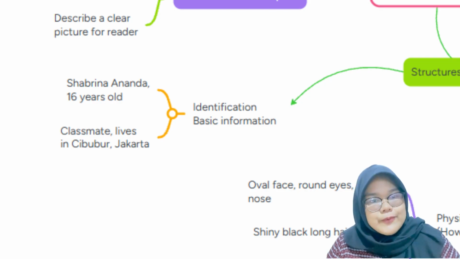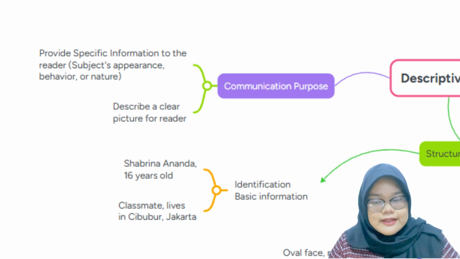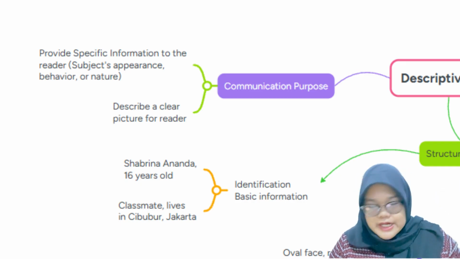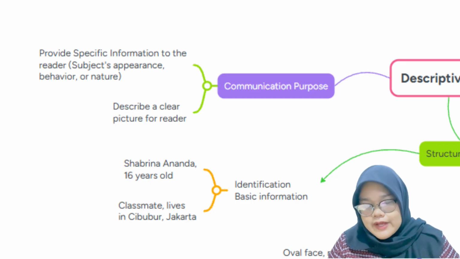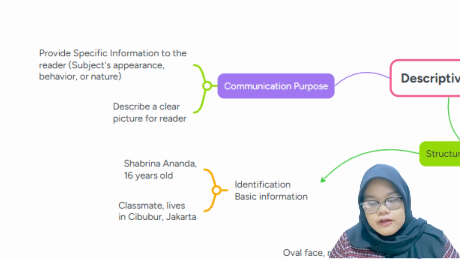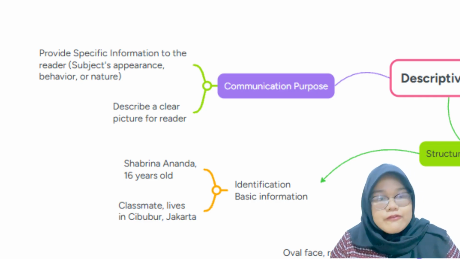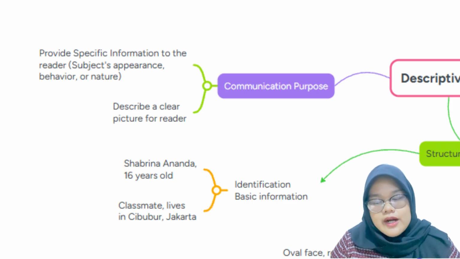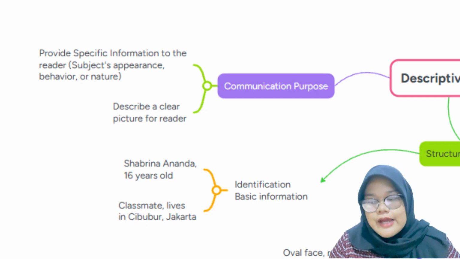Okay. We move to the next structure of the text, description. We can separate the text into the physical appearance of Sasha and the personality and hobbies of Sasha. The first one is physical appearance. We can know from the text that Sasha has an oval face, round eyes, pointed nose, shiny black long hair, fair skin, slim, 160 centimeters tall, and fashionable. And we move to the personality and hobby of Sasha. She is smart, friendly, inspires others. She has hobbies like basketball, badminton, dance, and reading.